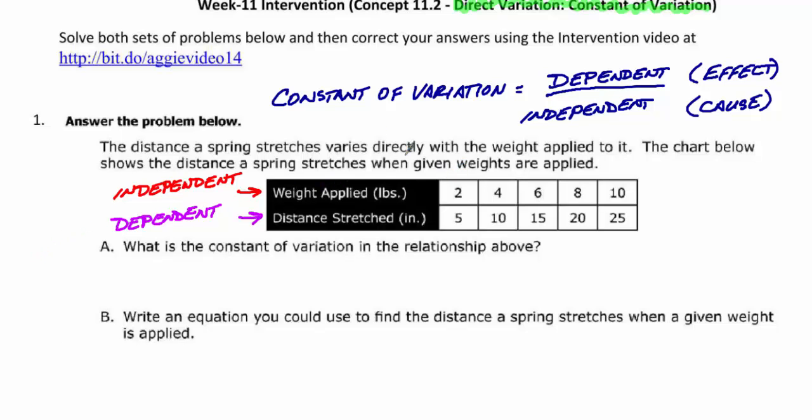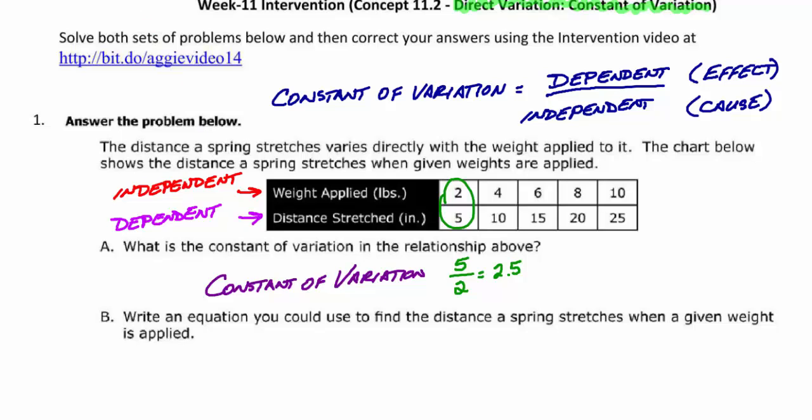So in each of these, when we want to find that constant of variation, we are going to take a pair, here's a pair, and we're going to divide the dependent by the independent. And 5 divided by 2 is 2.5.